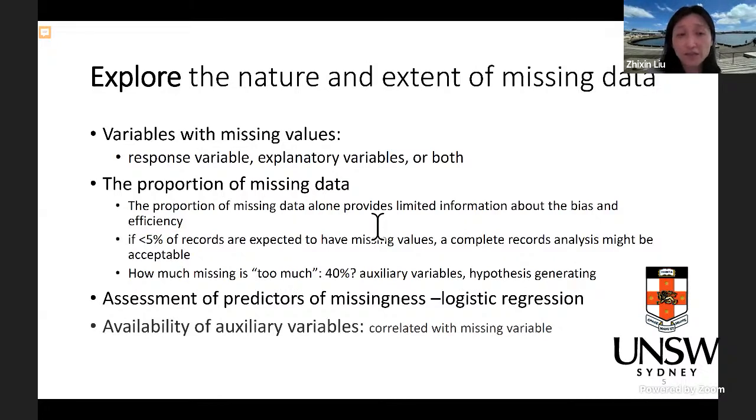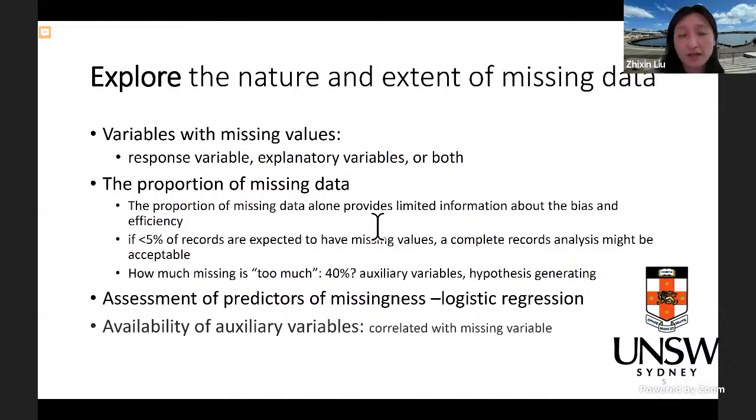And the next is which of the variables I am interested in have missing values. Now, what's the proportion of missing? That's also a quite frequent question asked during consultation: I have a certain proportion missing, so what do I do? But here I want to put first that the proportion of missing itself actually has limited information about the bias and efficiency. We can't solely rely on the proportion missing to judge that, say, if it's a high proportion, I'm going to have a very biased estimate. Not necessarily.